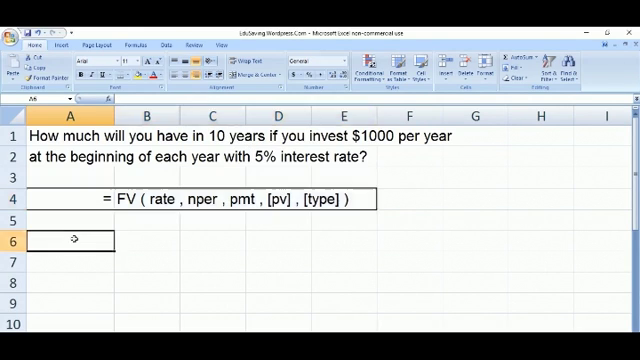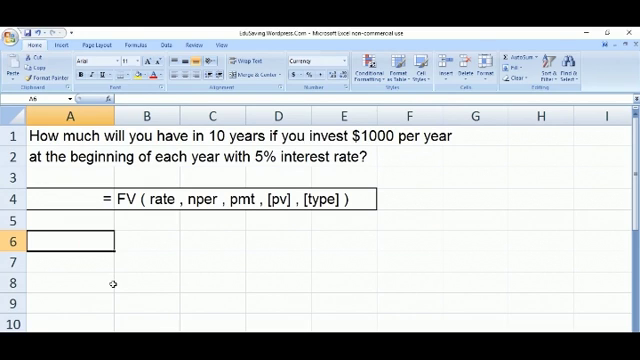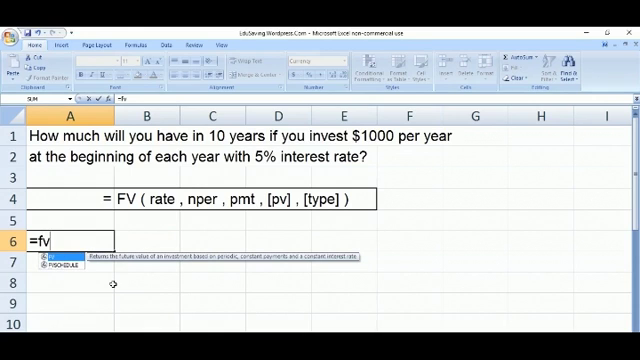Okay, so how much will you have in 10 years if you invest 1,000 per year at the beginning of each year with a 5% interest rate? Here we start off with equals the future value function FV, open parenthesis, followed by the rate, which is 5% right here. Simply key in 0.05. Remember to change your percentage value into decimal form. And then number of periods, 10.